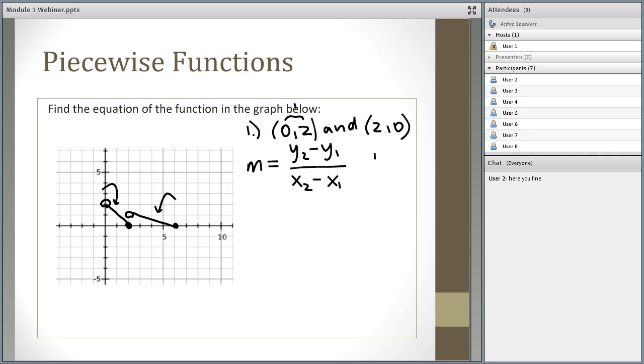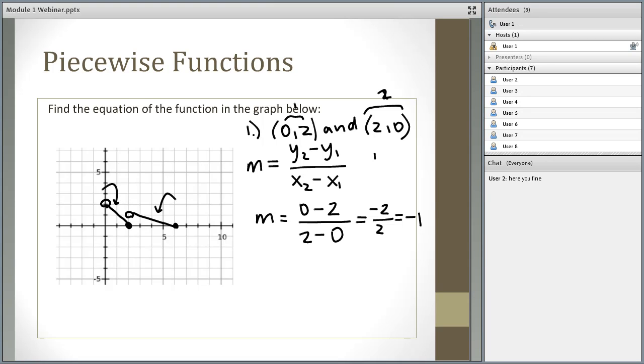So let's say that this is point 1 and this is point 2. Then our slope is 0 minus 2, if I use y2 minus y1, and again, it's okay if you do it in the opposite order, over 2 minus 0. So I have negative 2 over 2, which is negative 1. That means that the slope of the first part of our piecewise function is negative 1, which makes sense looking at the graph. It is a negatively sloped line, so we should have a negative value.